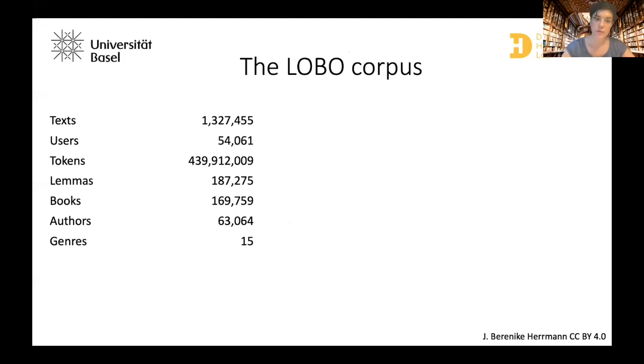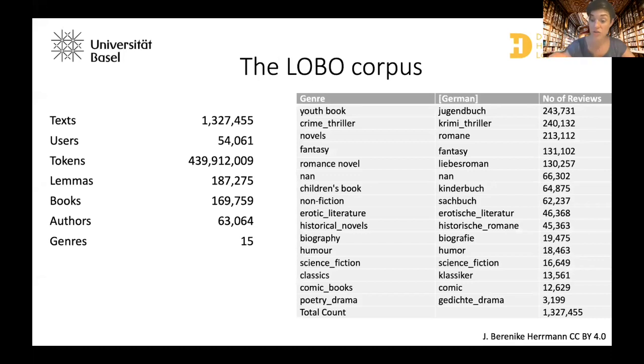So this is the corpus. As I said, 1.3 million texts, 54,000 users, and almost 440 million tokens, and so on. And as I said, 15 genres, and these are the genres. I provided a translation here, and you can see that three quarters of all reviews fall into the first 5 genres. So this altogether is 75%.